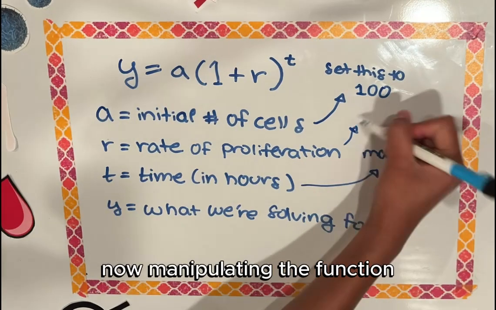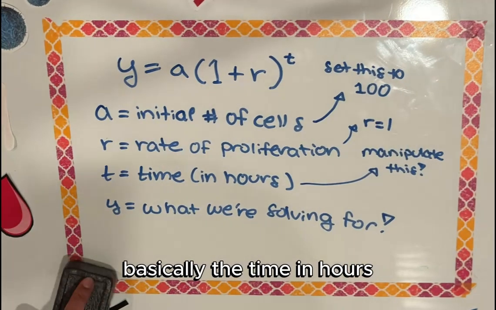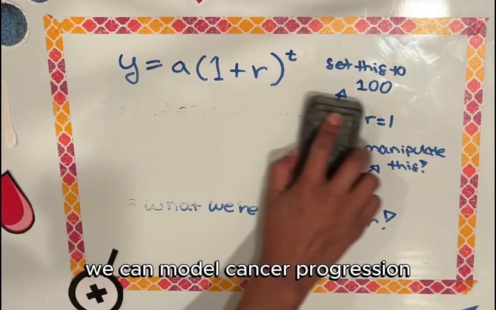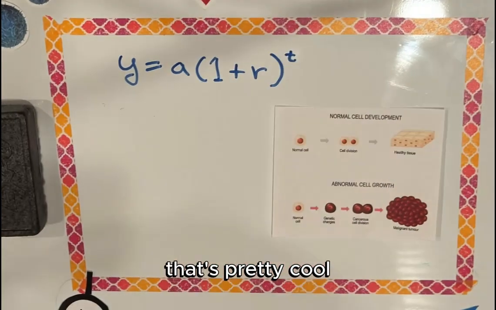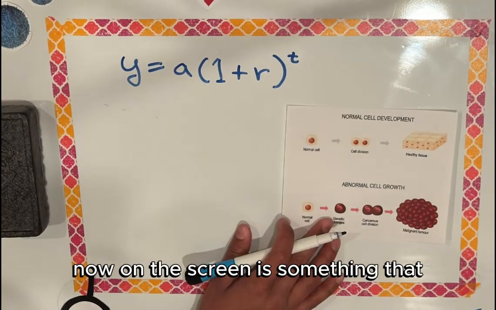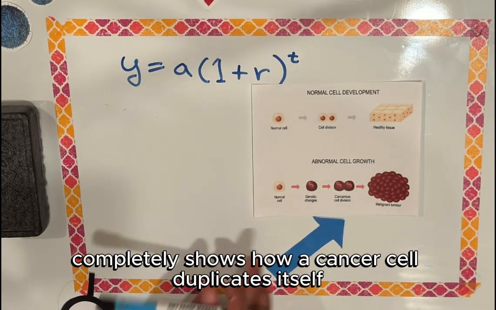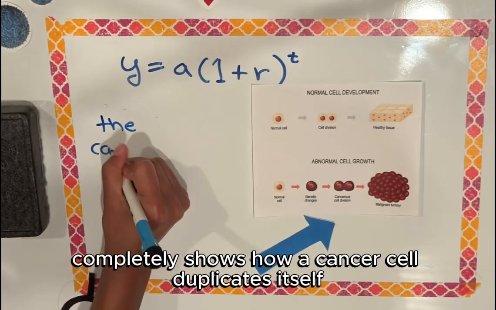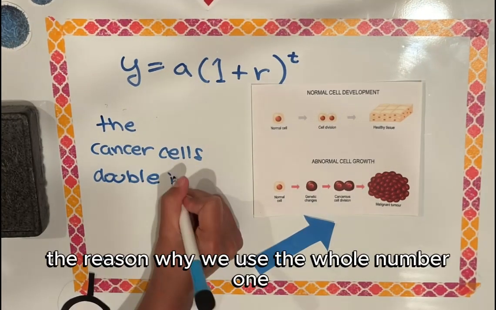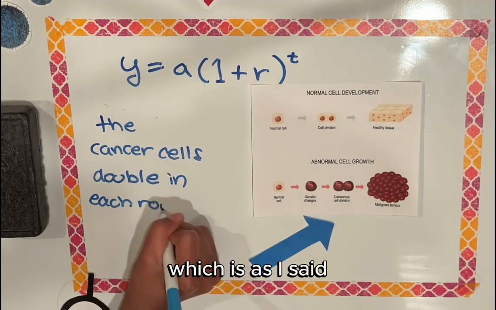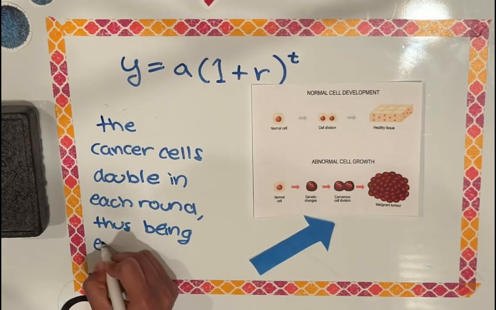Now, by manipulating the function, changing the value of t, basically the time in hours, we can model cancer progression through just this single variable. That's pretty cool. Now on the screen is something that completely shows how a cancer cell duplicates itself. The cancer cells double in each round, which is basically the reason why we use the whole number 1, which is, as I said, 100% in percentage form.